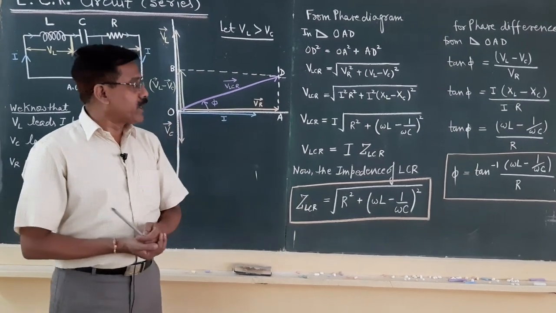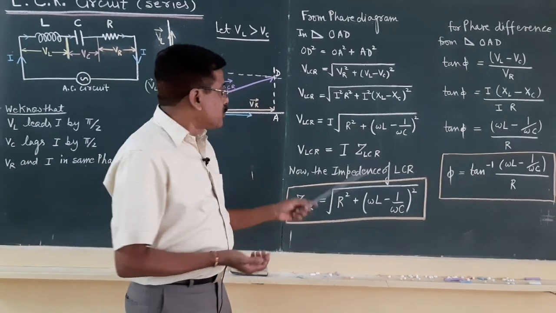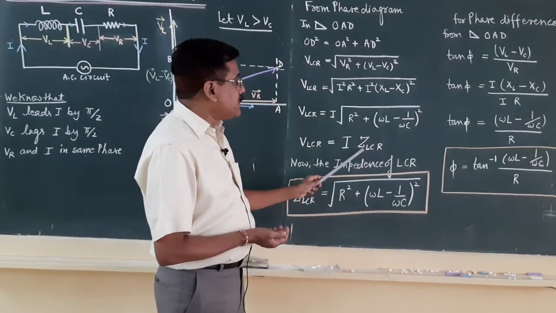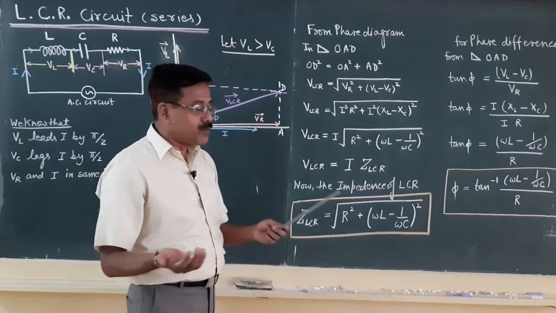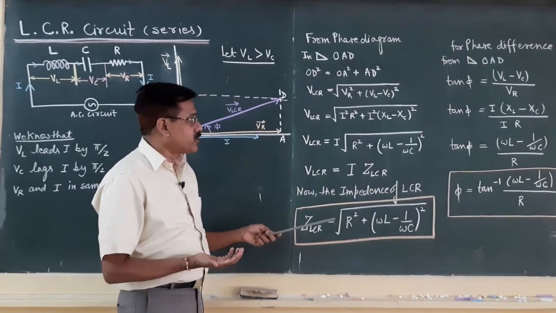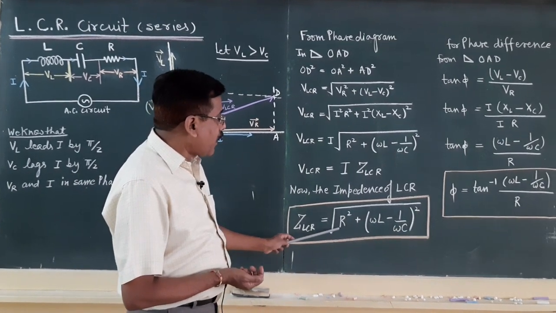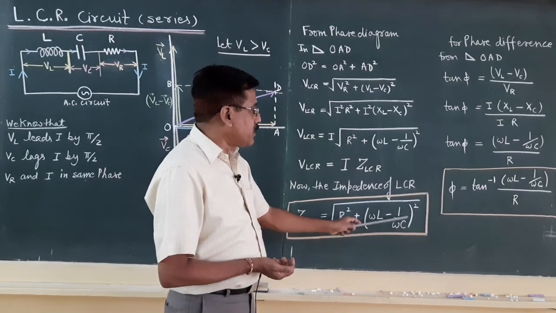Now, very clearly you can say that this equation resembles Ohm's law. So, the term under the root can be replaced by ZLCR, and ZLCR is basically the impedance of the LCR circuit, the total resistance. So, the impedance of LCR is given by root R square plus omega L minus 1 by omega C whole square.